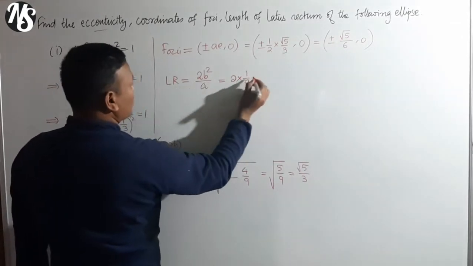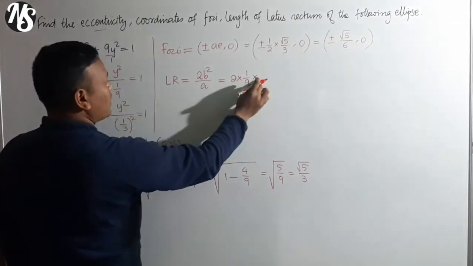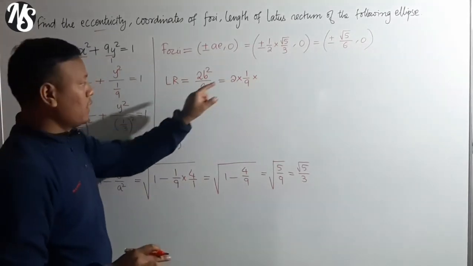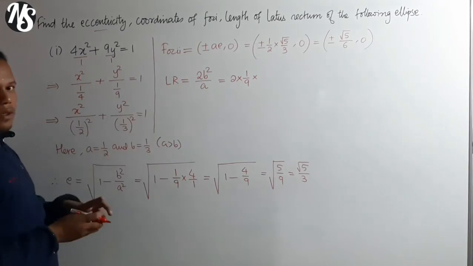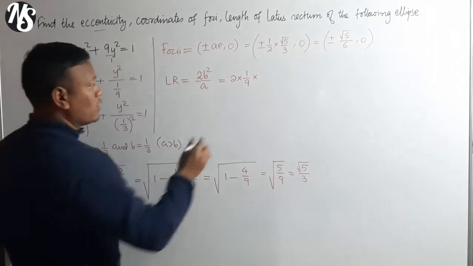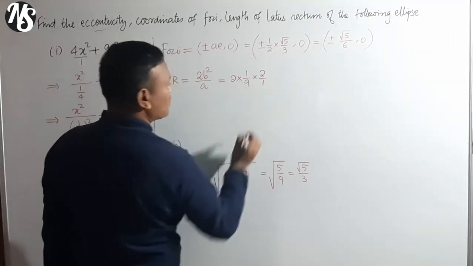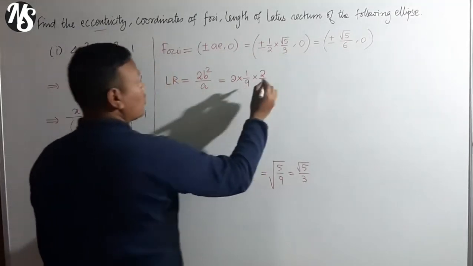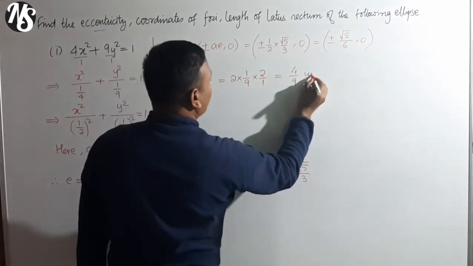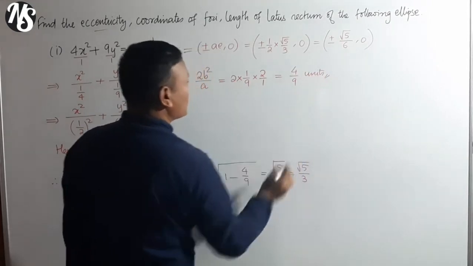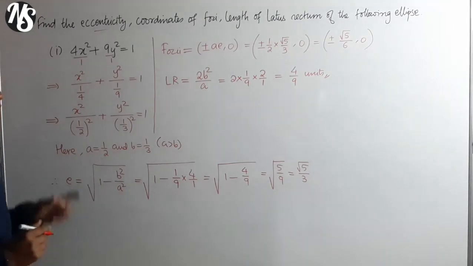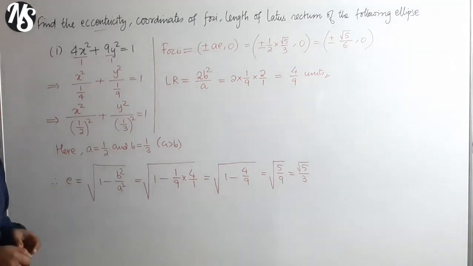Now if I make this divided by 2 into, if I convert this division into multiplication, then A, which is half, will reciprocate itself, isn't it? And we'll get 2 by 1. So what is the length of latus rectum from here? So when you simplify this, this will turn out to be 4 by 9, and you have to write units because this is the length, isn't it? So that's all that is asked in this particular question. So pause the video and note it down.